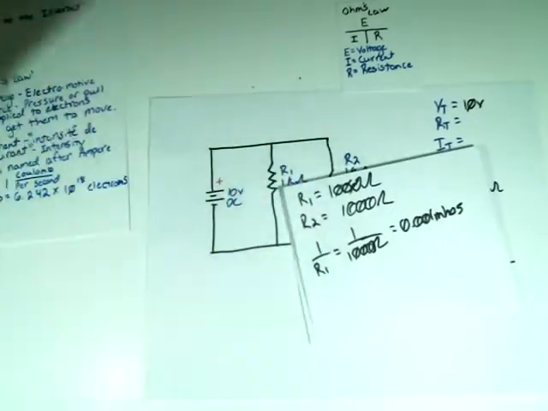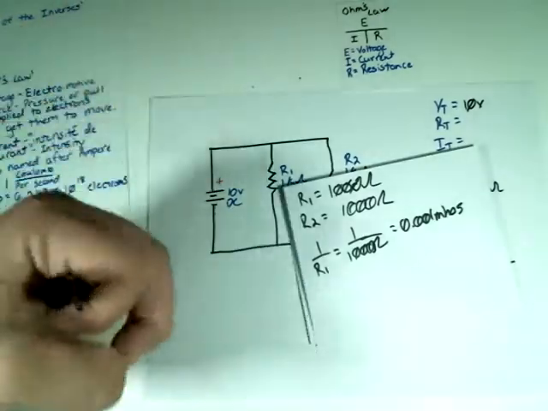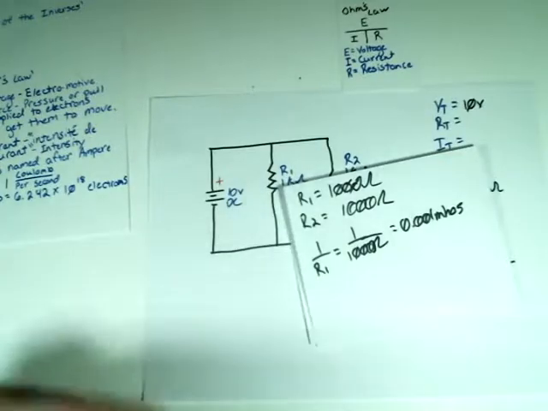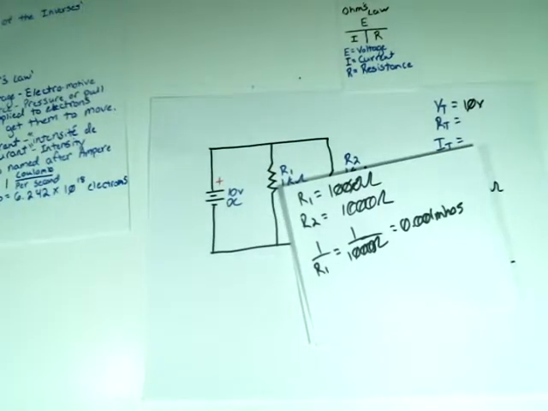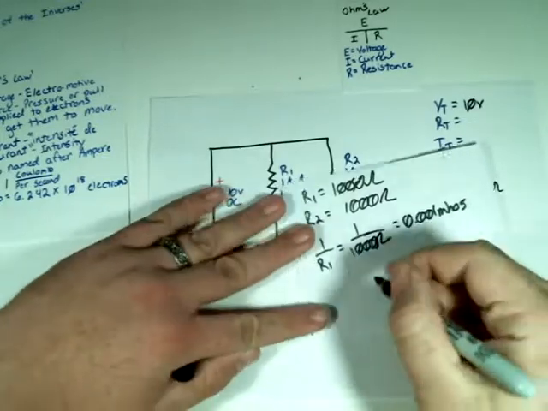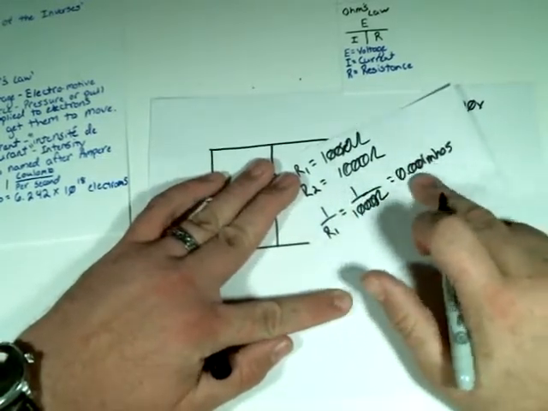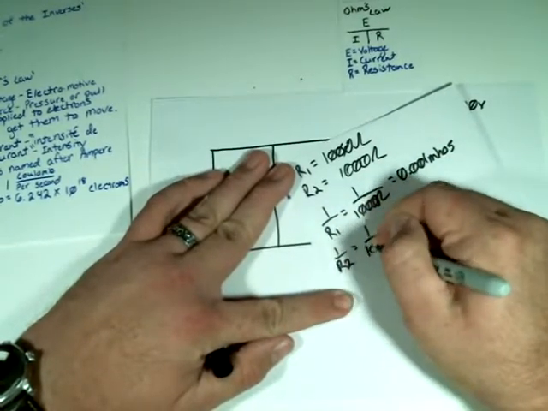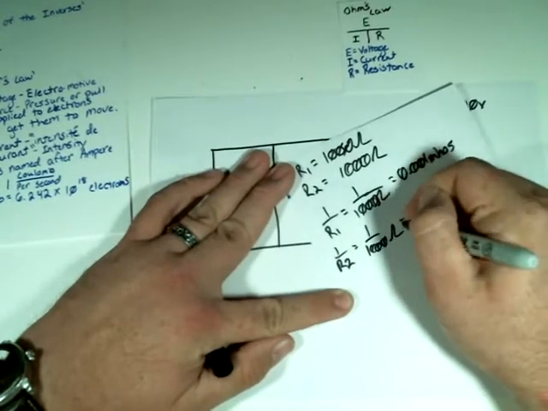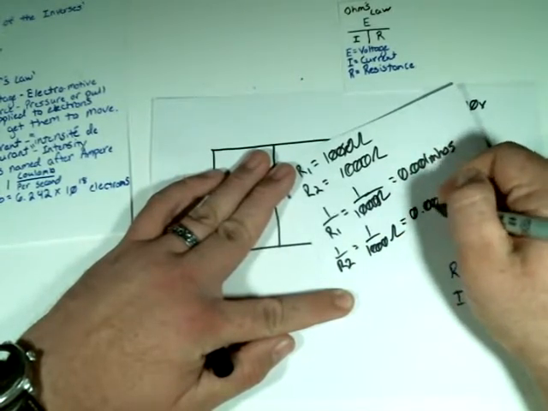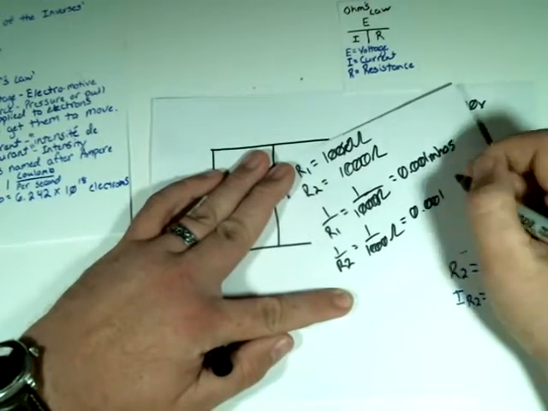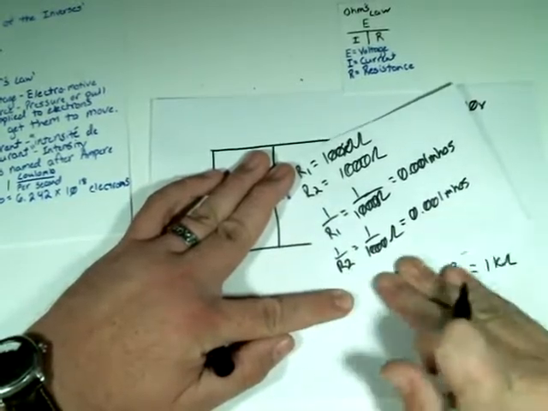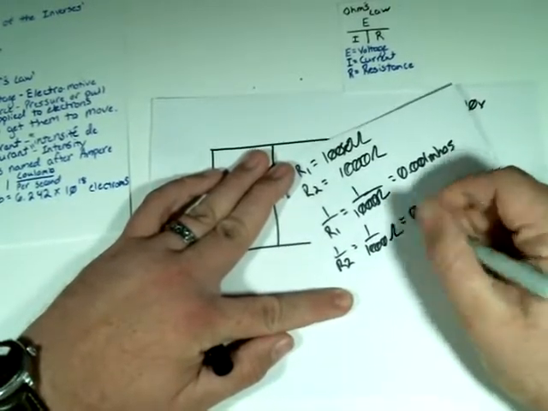It's a measurement called mhos. Resistance is measured in ohms. It's a measure of opposition to current. Mhos is a measurement of the ability to carry a current. It's the inverse of resistance. So now we know what that value is, and 1 over R2 is 1 over 1,000 ohms, and that's 0.001 mhos also, because it's the same resistor, same measurement.